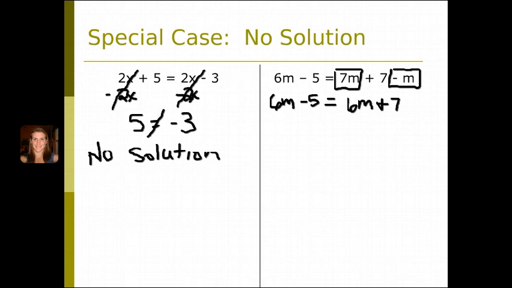All right, got to get my variables on the same side of the equal sign. So we'll subtract 6m from both sides. My 6m's cancel, leaving me with -5 equals 7. Those two numbers are not equal, and therefore you need to write no solution under your final answer.